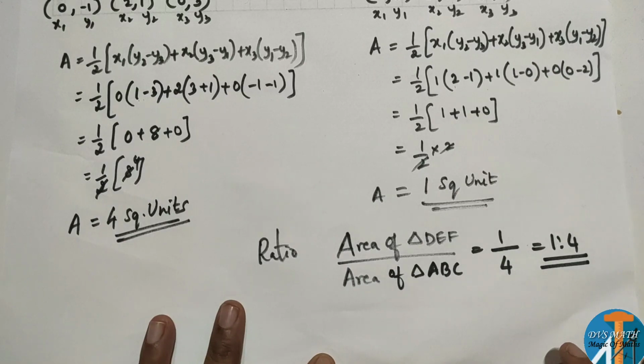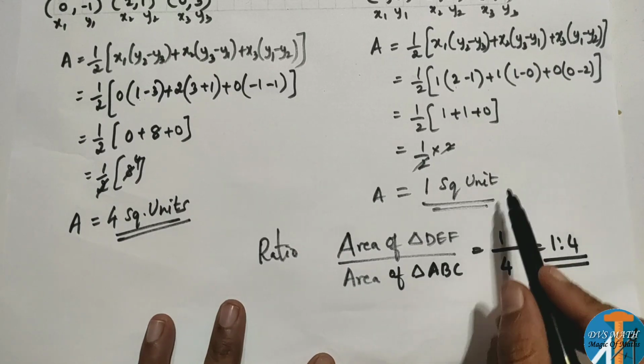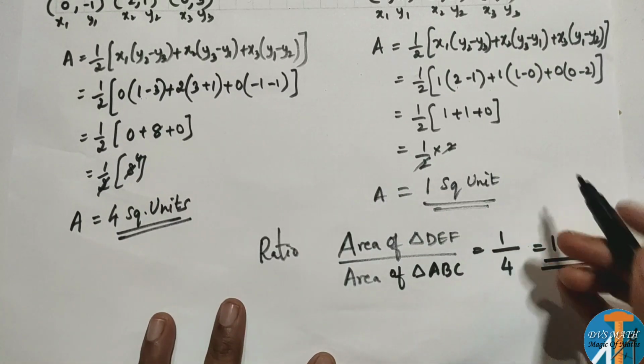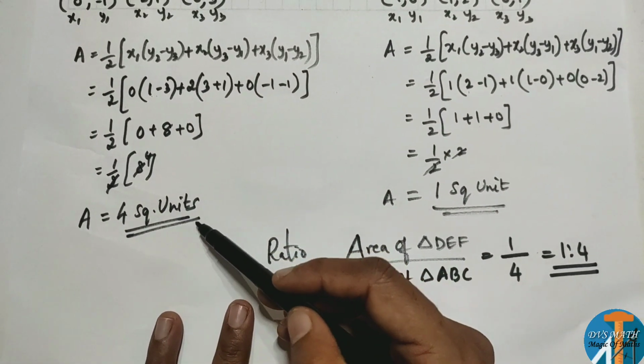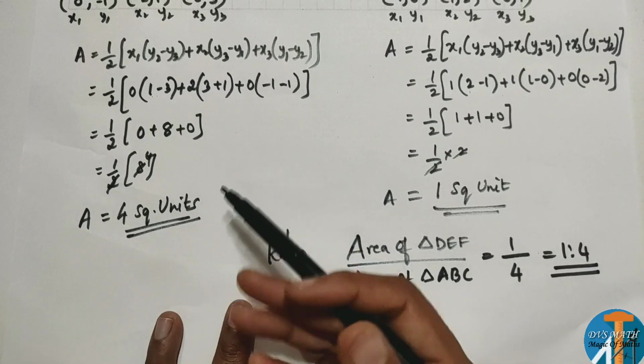1 is to 4. What is the ratio? 1 is to 4. That means the area of DEF, that is joining the midpoints, the bigger triangle will be 4 times more.